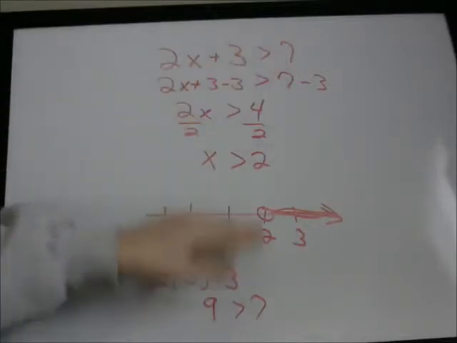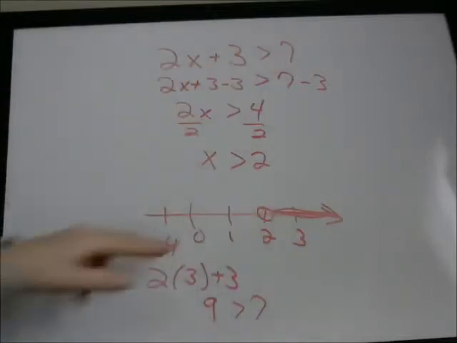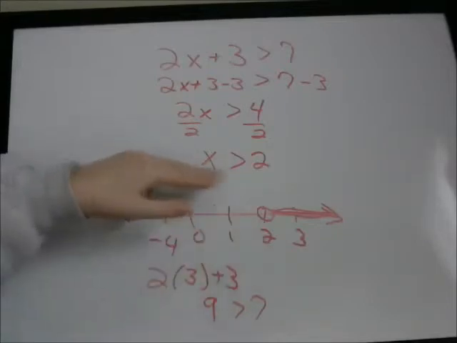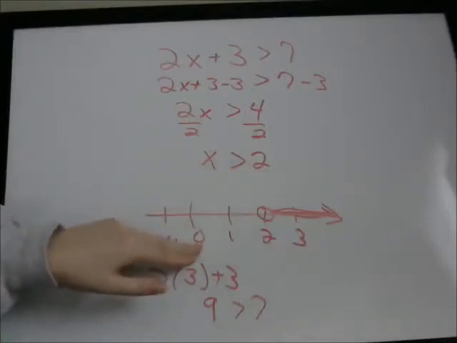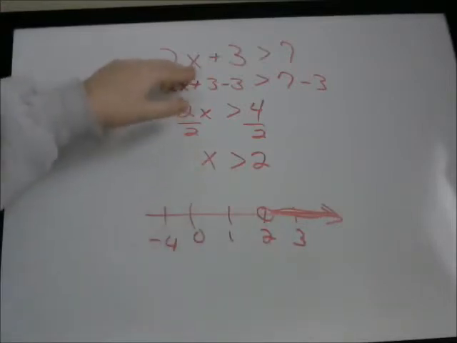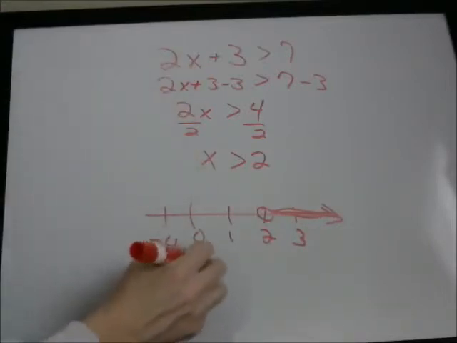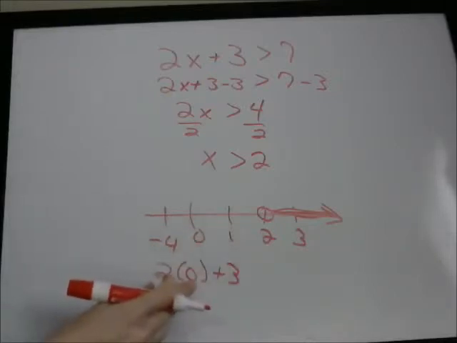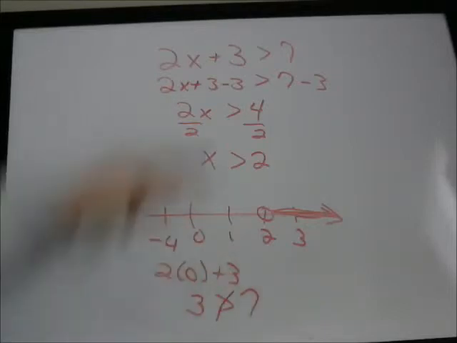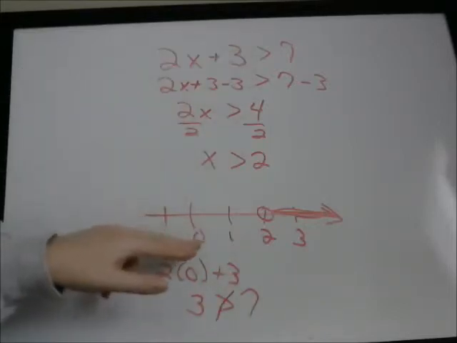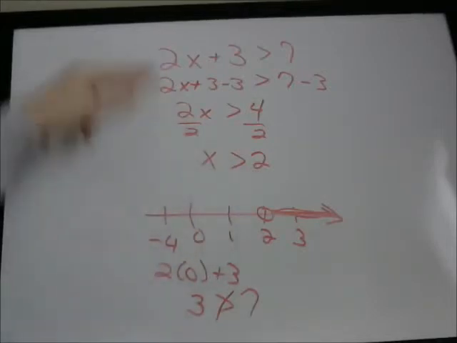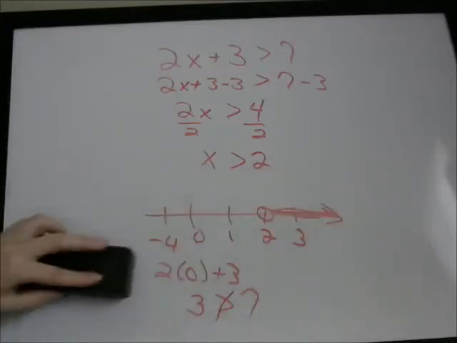So we know that this answer is right. Let's say we picked 0 for x. Again, x is supposed to be greater than 2, so 0 shouldn't work because 0 is not greater than 2. If we plug 0 in for x, we have 2 times 0 plus 3. 2 times 0 is 0, plus 3. Well, 3 is not greater than 7, right? So this isn't right. Because x has to be greater than 2, the only values that will work in this inequality are those that are greater than 2.